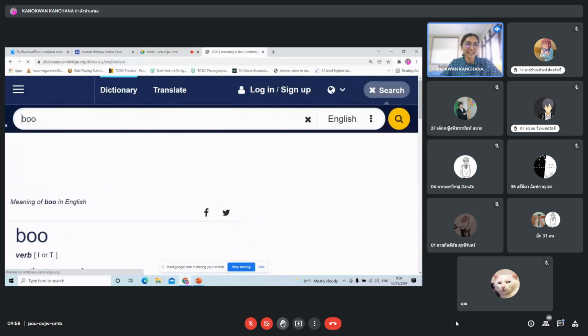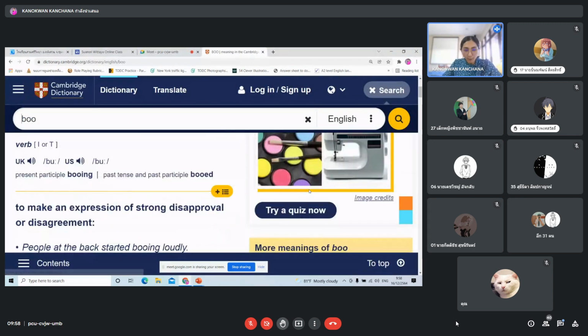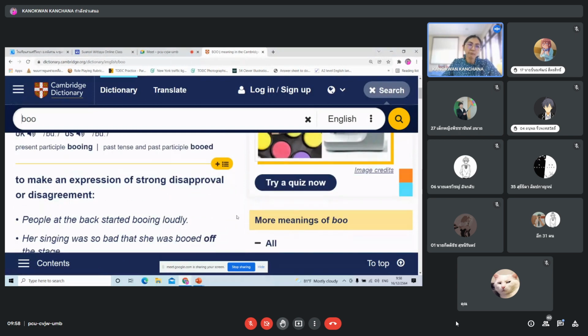Let's have a look at the meaning here. With this one, "boo," people at the back started booing loudly. So that means you make an expression that shows your disagreement. So you say "boo" like this, okay?